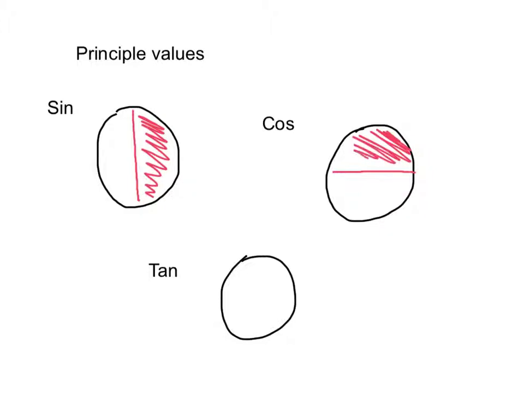Cosine is really easy because it follows along where cosine is always positive up on the top. And then tangent matches sine. These are the pictures that I will show you over and over and over again to remember the principal values for sine, cosine, and tangent.